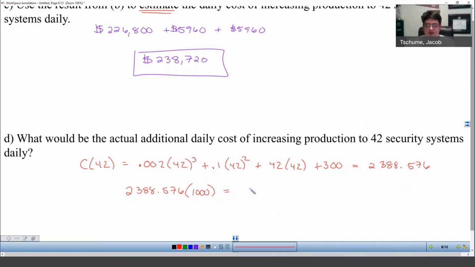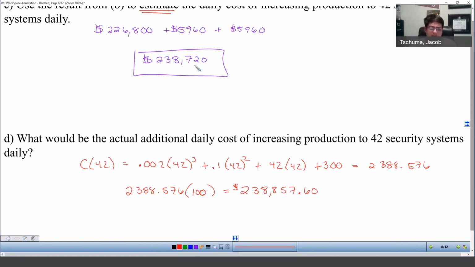And this gives me 238,857. Oh, hundreds of dollars. Sorry, not thousands of dollars. Hundreds of dollars. So I was wondering why the number was so big. Times 100. So that'd be $238,857.60. So as you can see, these numbers are very, very close.